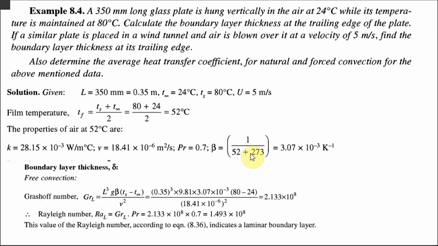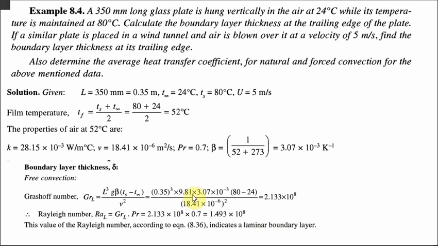Now boundary layer thickness. First we need to decide whether the flow is laminar or turbulent. So Grashof number can be calculated from this equation. So these are the values. Finally we will get this value, and the Rayleigh number is equal to Gr into Pr. So this is the value. When calculating Grashof number, we have to take the characteristic length. This is a vertical plate. So in case of a vertical plate, the characteristic length is the same as the plate length. So the Grashof number is coming less than 10 raised to 9. That means the flow is laminar.